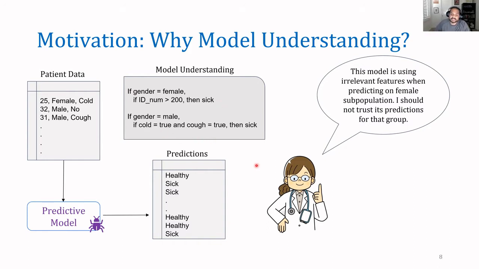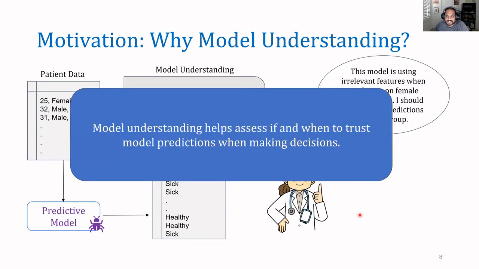So I shouldn't trust the predictions for the female. Doesn't make the model useless, because I agree that for male, it's still a useful model, right? So model understanding can help assess if and when to trust the model predictions when you're making your decisions.